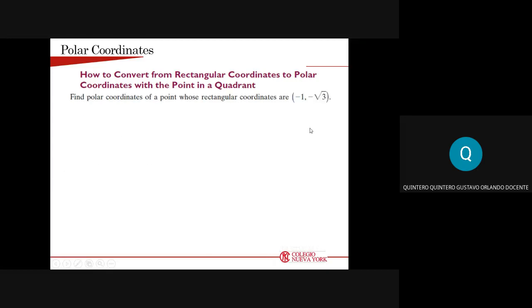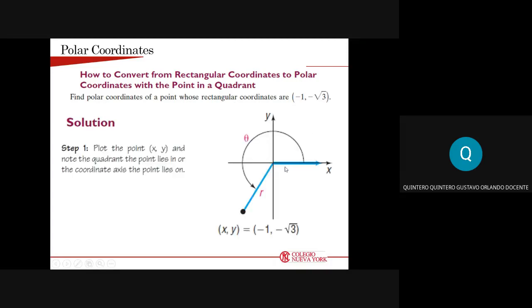But take a look at this example. Negative 1, comma, negative square root of 3. As usual, the first step is to plot the point. This is me plotting the point. Here, for x, we have negative 1. For y, we have negative square root of 3.